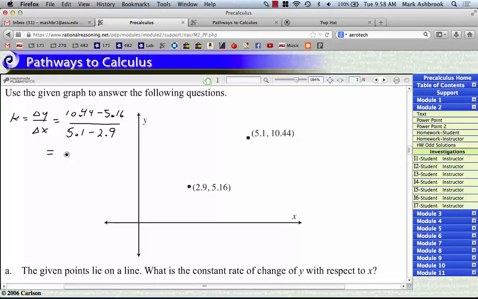Robert, what'd you get for the constant rate? 2.4? Okay, so you should have calculated the constant rate by change in y divided by change in x. That's our constant rate of change, and you should get 2.4.